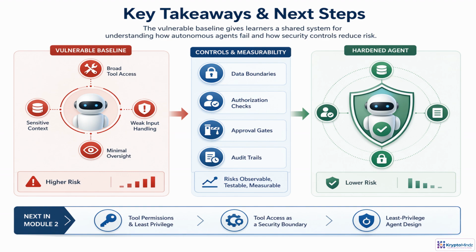The key lesson is that agent risk becomes manageable when it is made visible. Broad tools, sensitive context, weak input handling, and limited oversight create the vulnerable baseline. Controls like data boundaries, authorization checks, approvals, and audit trails turn that baseline into something testable and measurable. Next, we focus on tool permissions and least privilege as core security boundaries.